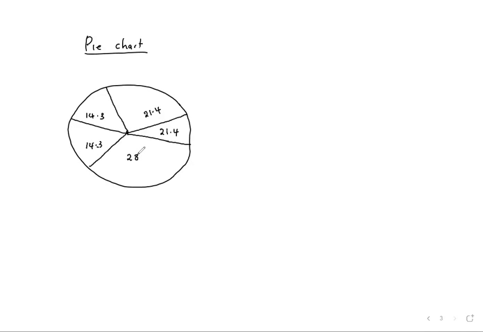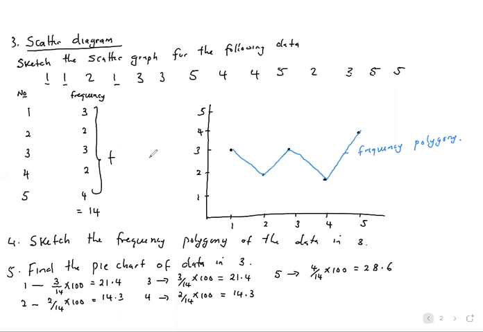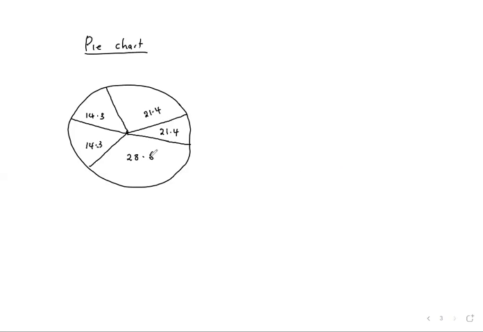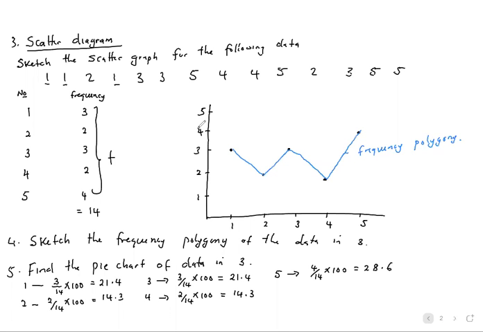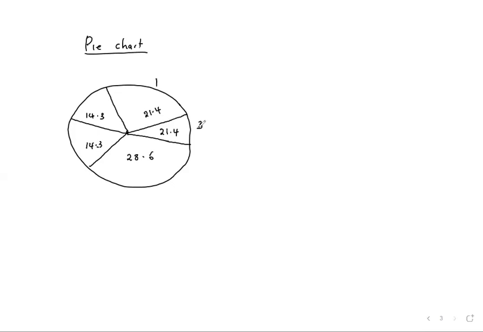14.3. Then 28.6. And then remember that since these are just numbers, we don't have any information about where these numbers are coming from. So say for 1 and 3, this is for 1, this is for 3, and then for 2 and 4, and then for 5.